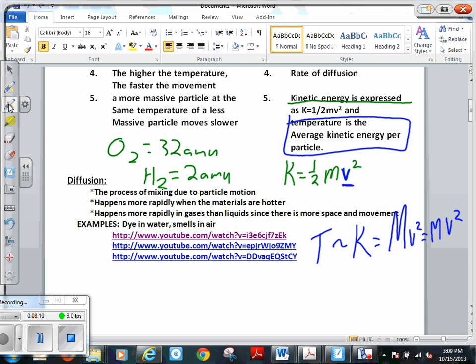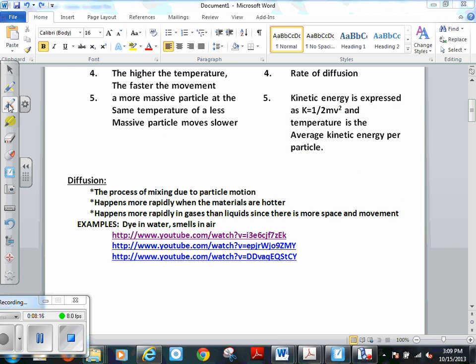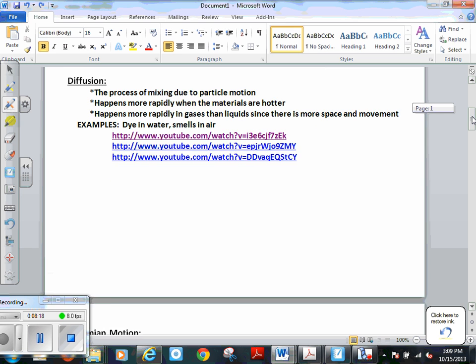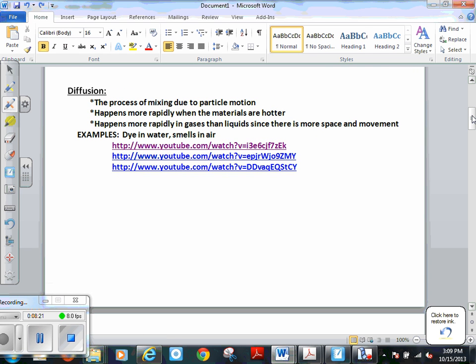Any questions about that? Okay, so let's look a little closer at these evidences of particle motion. So right here, diffusion. Diffusion is the process of mixing due to particle motion, and it happens more rapidly when the materials are hotter. Because when the materials are hotter, they have more velocity, right? If they have more velocity, they cover more space per time. If they're moving around faster, they can mix faster. Does that make sense? Okay. Diffusion happens more rapidly in gases than liquids since there is more space between movement and examples.